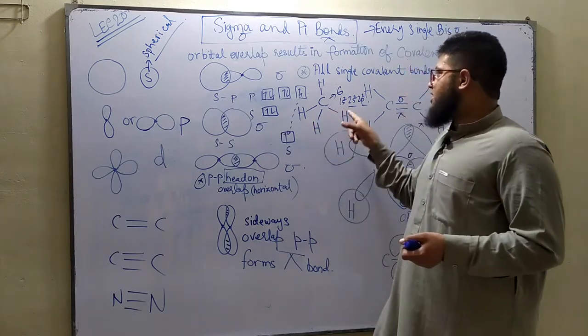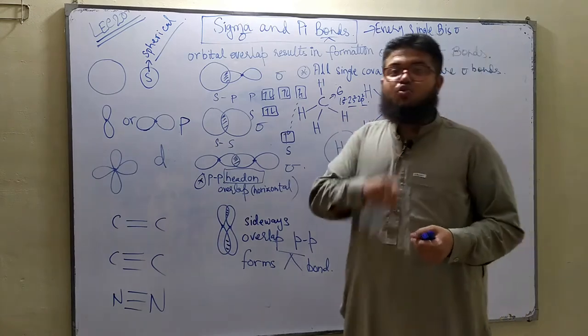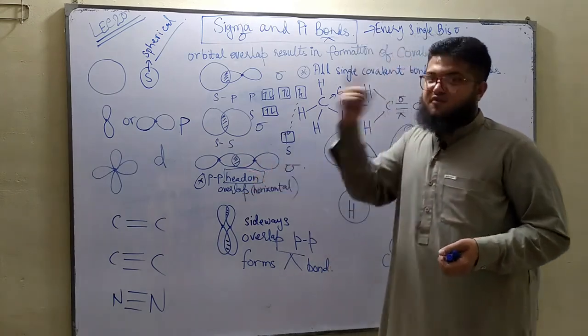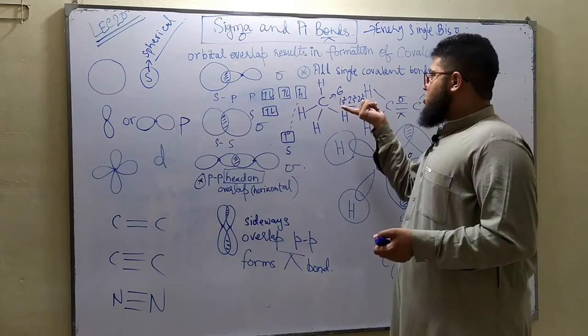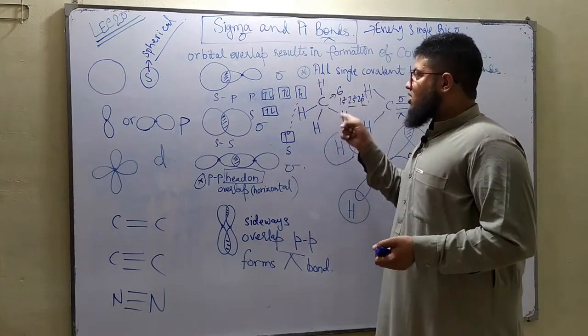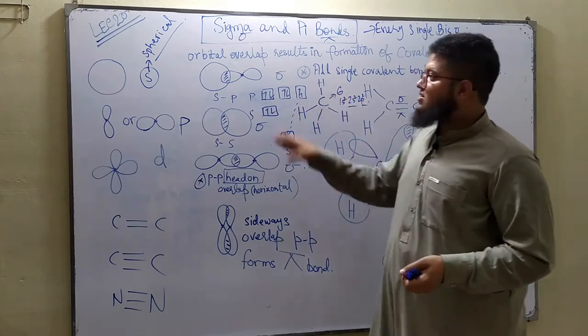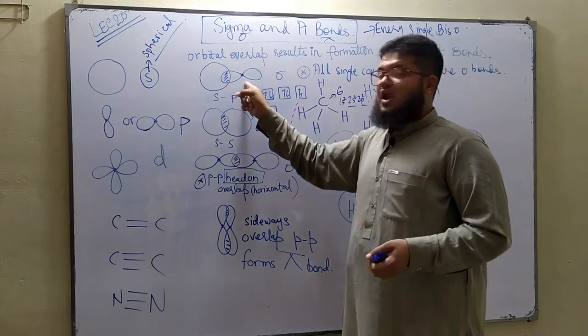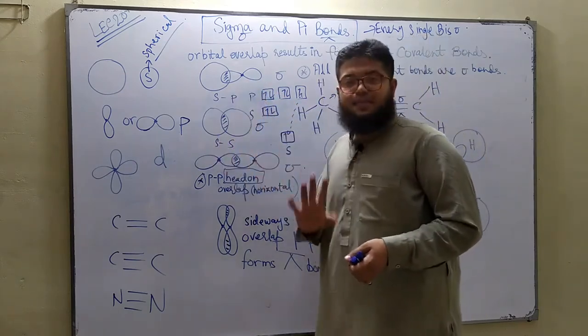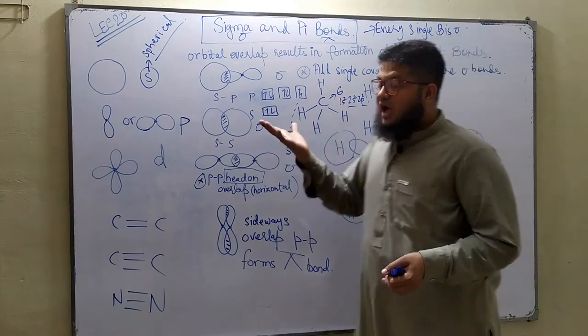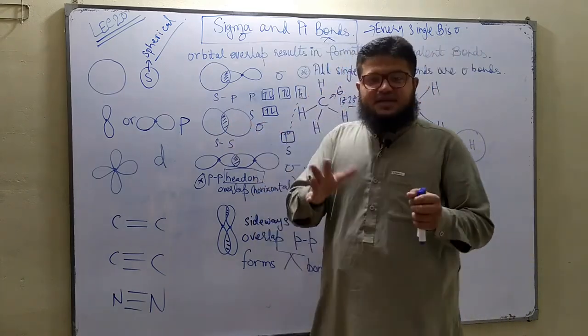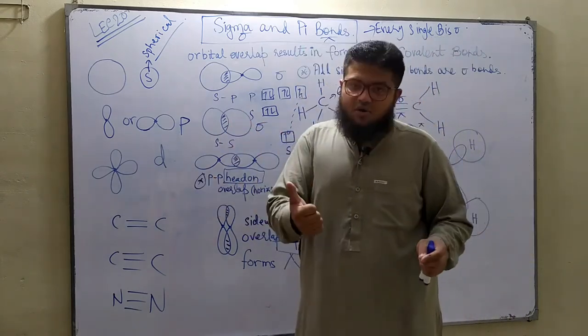Okay, in this case, because it's the outermost electrons that overlap, right? That form the covalent bond, from your basic previous knowledge. So over here, all the bonds are still sigma bonds, because they are either sp overlapping bonds or ss overlapping bonds. Now, I was summarizing, right? So I said that all single covalent bonds are sigma bonds.